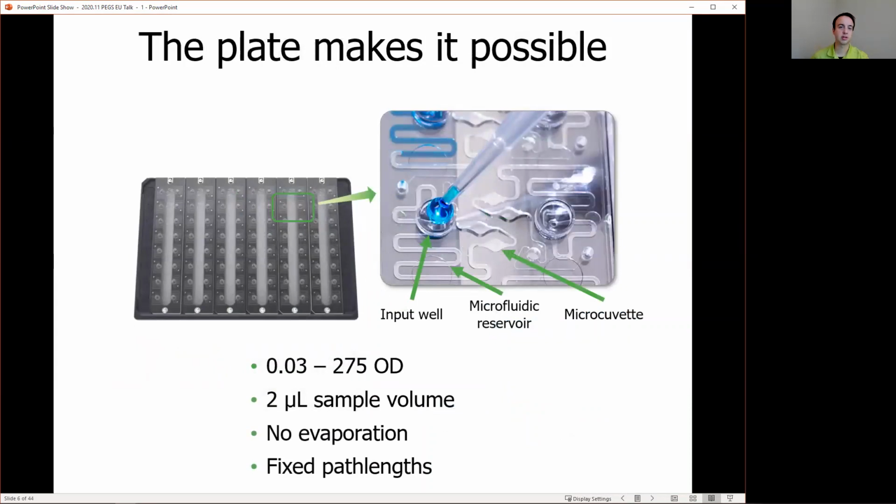Stunner can measure proteins across a broad range of low and high concentrations. It uses a microfluidic circuit with 2 fixed path lengths to cover a wide dynamic range of 0.03 to 275 OD. The unique microfluidic circuits molded into Stunner plates ensure that there's no cross-contamination from read to read or evaporation, and the fixed path lengths mean you know exactly what you're measuring and give extremely good precision.